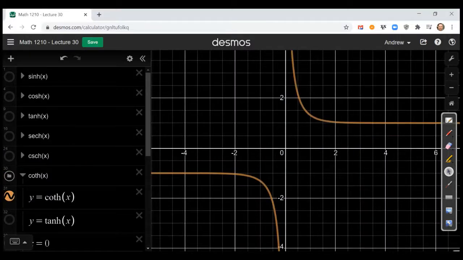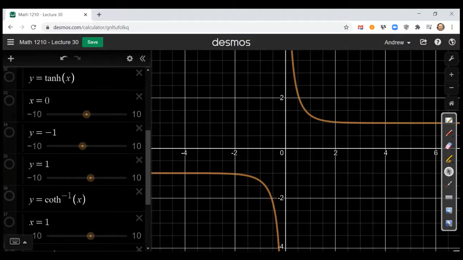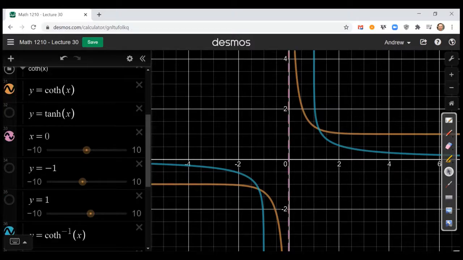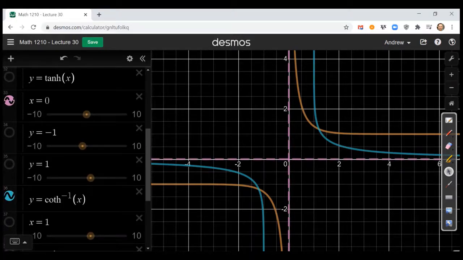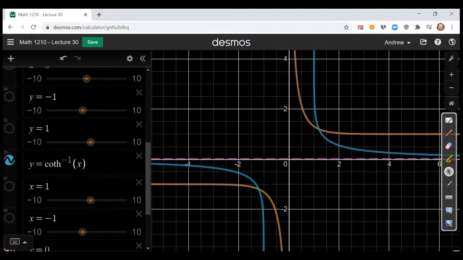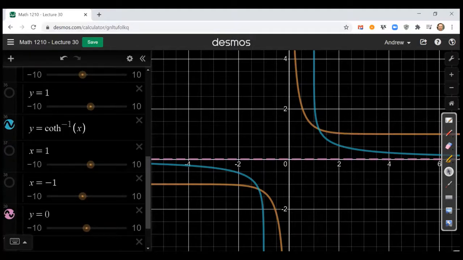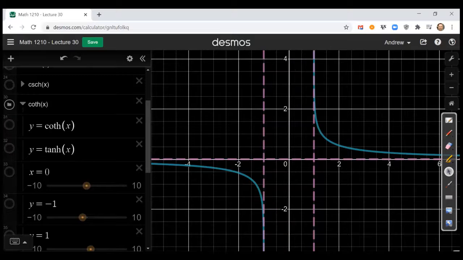Last but not least is the hyperbolic cotangent, whose graph you can see in orange on the screen right now. This function is one-to-one. It's the reciprocal of hyperbolic tangent. These functions are one-to-one, so they are invertible. The inverse is going to be hyperbolic arc cotangent, which you see there in the bluish green on the screen. We should point out that the hyperbolic cotangent function does have a vertical asymptote at x equals 0. As such, its inverse will have a horizontal asymptote at y equals 0, aka the x-axis. Likewise, the hyperbolic cotangent function has horizontal asymptotes at y equals 1 and y equals negative 1. As a consequence, the hyperbolic arc cotangent function will have vertical asymptotes at x equals 1 and x equals negative 1. So now look at that here on the screen.